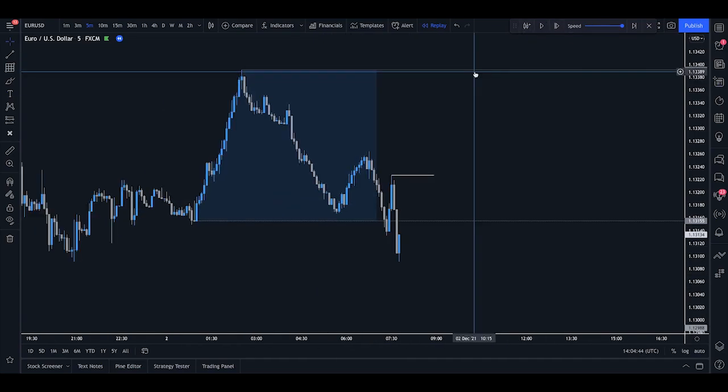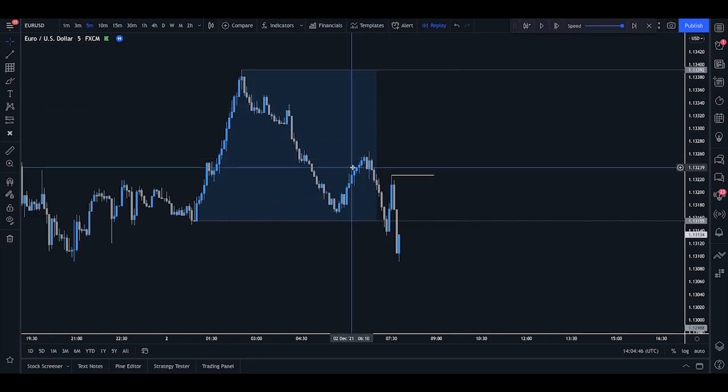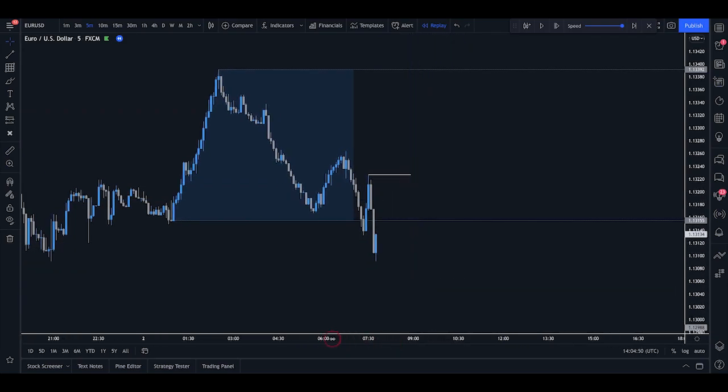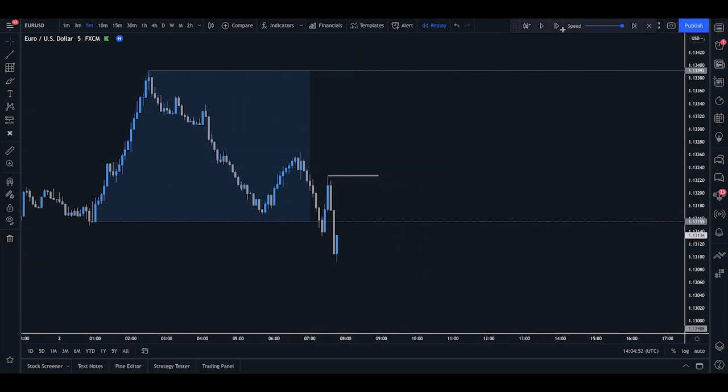Now, it's important to remember this is not always going to work. Sometimes we will just sell off out of the range and not return. So when those days happen, don't try and chase things. Don't try and force things. Just let it be.